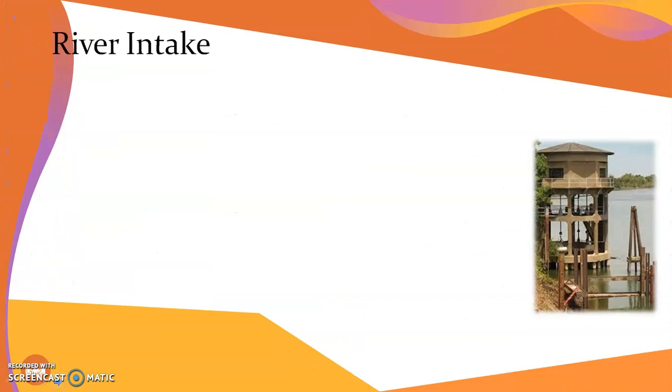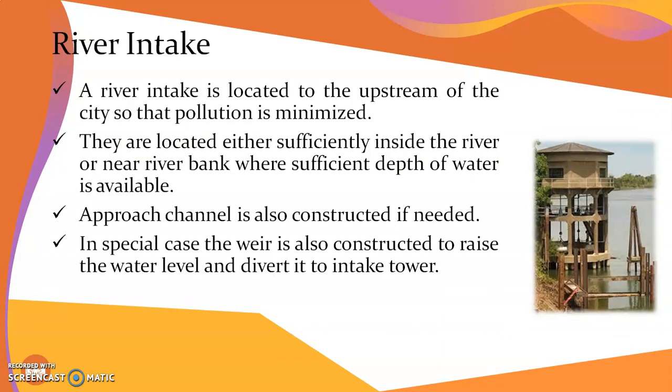We'll start the discussion with the river intake. A river intake is located upstream of the city so that pollution is minimized. As the name itself suggests, such intake structures are used when the source is a river. They are located either sufficiently inside the river or sometimes near the river bank where sufficient depth of water is available. An approach channel is also constructed if needed.